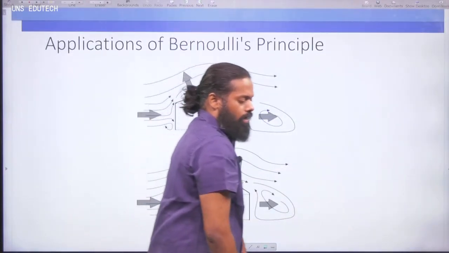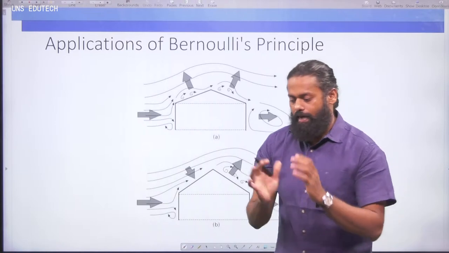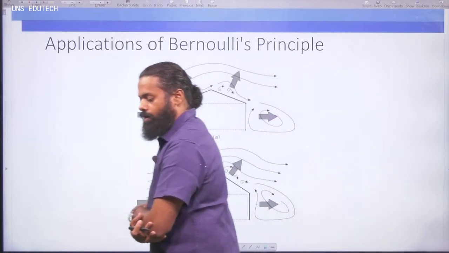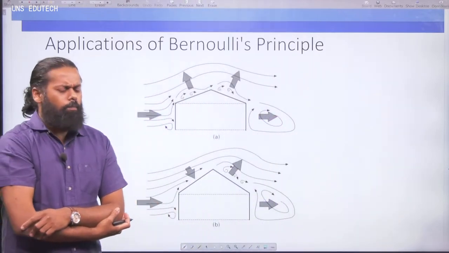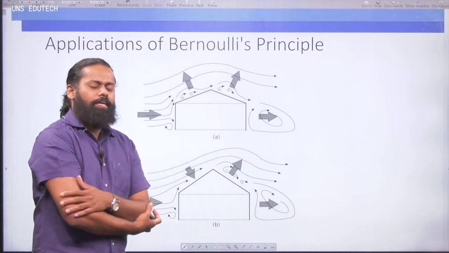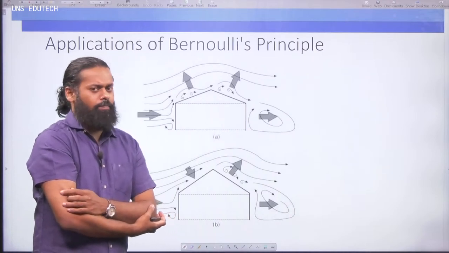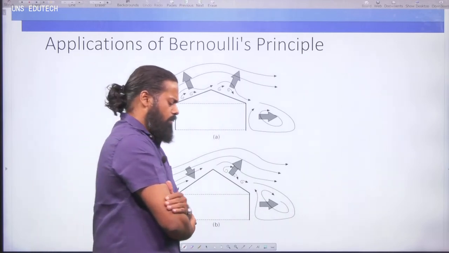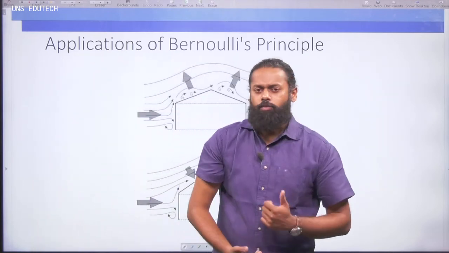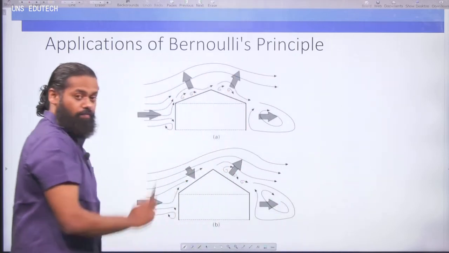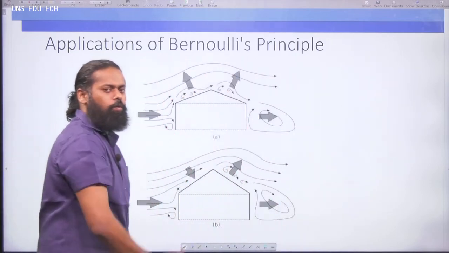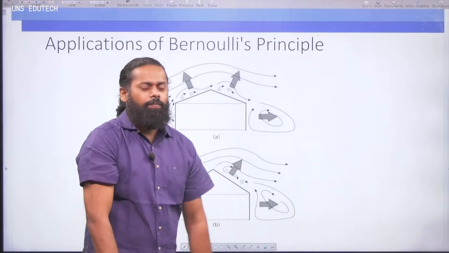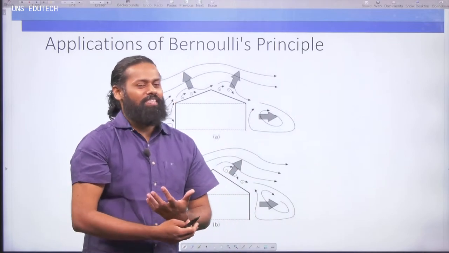I'll give you one more example. I will discuss a practical application of Bernoulli's principle. You may know that recently Chennai was affected by a cyclone, the exact name I forgot. During that heavy wind, most of the roofs got thrown away. What is happening? This also has something to do with Bernoulli's equation.